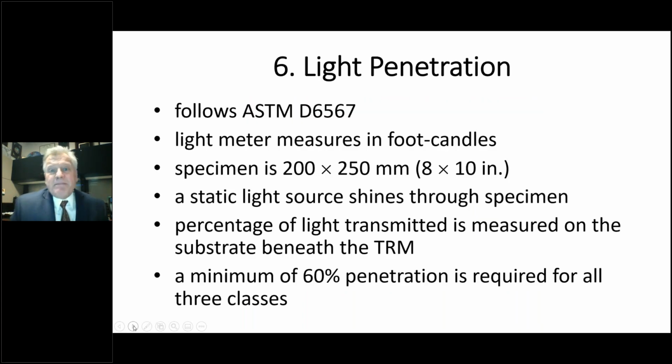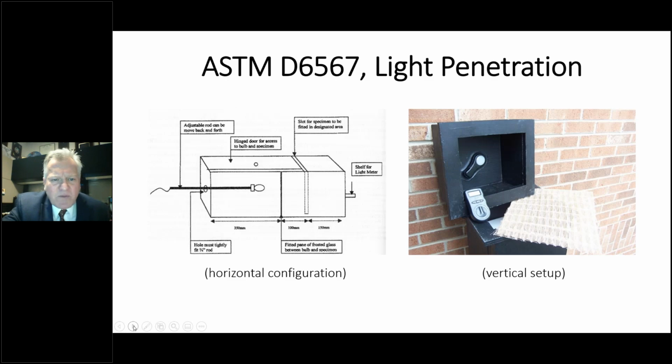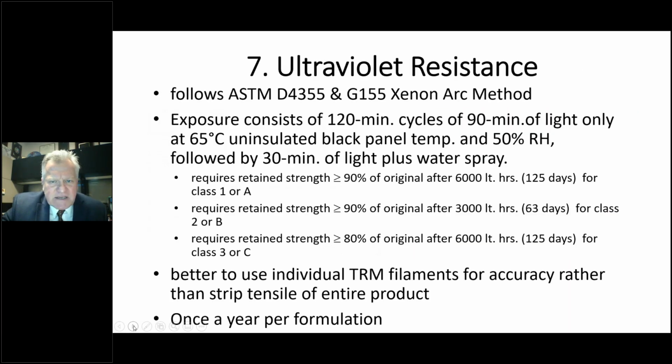As far as light penetration, this goes hand in hand with the ability of the high performance TRM to vegetate, and it's called out in ASTM D6567. You have a light meter, a specimen. You're seeing the percentage that passes through into the light meter. There are lenses for it. It's a very prescriptive test and works quite well. This is the light box on the left-hand side. On the right-hand side is our setup here at GSI.